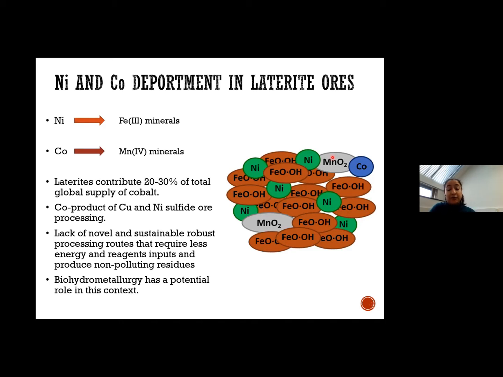We've seen recently the exponential increase in demand for metals such as cobalt and nickel, especially due to their increased use in high-tech materials. The one that we've all heard very recently with the COP26 is the use of rechargeable batteries for electric cars, but also in superalloys and catalysts. And although processing limonite can be a major solution to help to meet the demand of nickel and also help with the supply of cobalt, scandium, and other elements, there is still a lack of a novel and sustainable robust processing route that requires less energy and reagent inputs and produces non-polluting residues. And biohydrometallurgy can help a little bit with that, and I'm going to show you how.